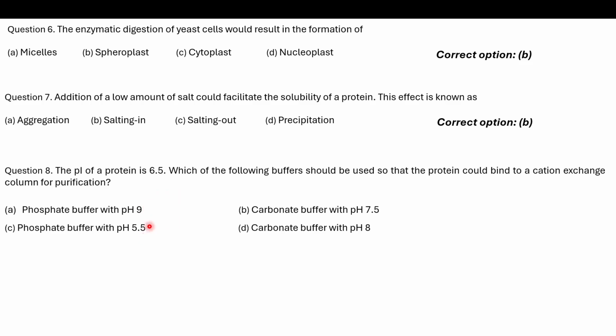Now the isoelectric point of a protein is 6.5. So what buffers should we be using so that the protein could bind to a cation exchange column? If it is cation exchange column, that means the protein needs to be positively charged. Okay. So what will be the answer?